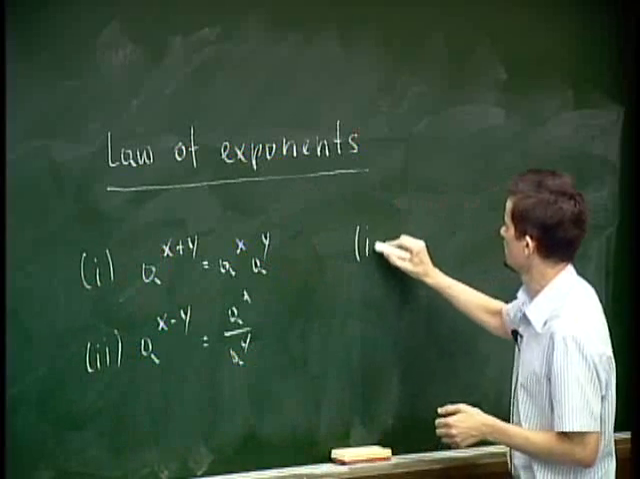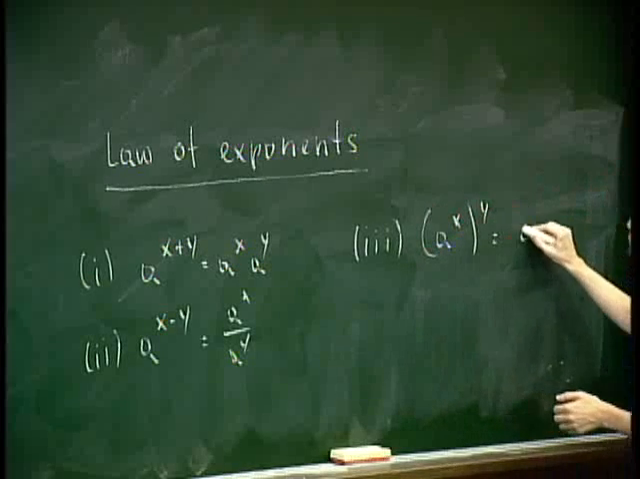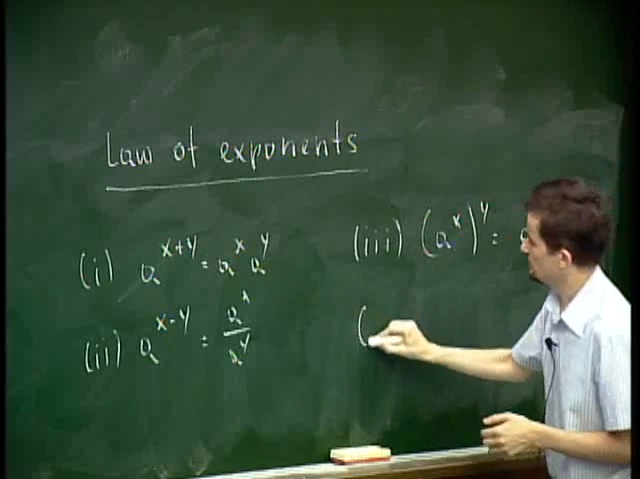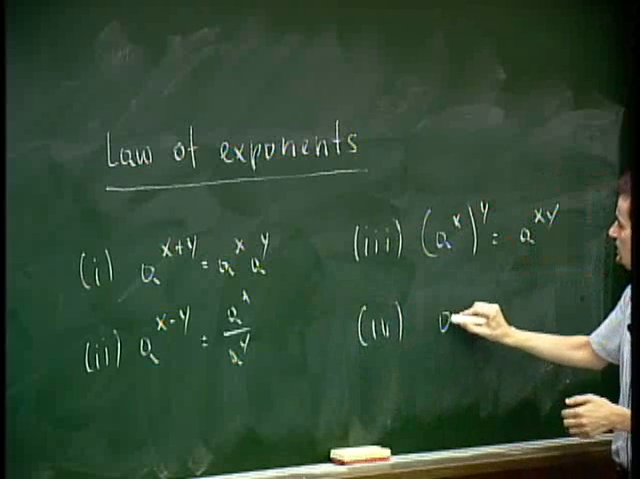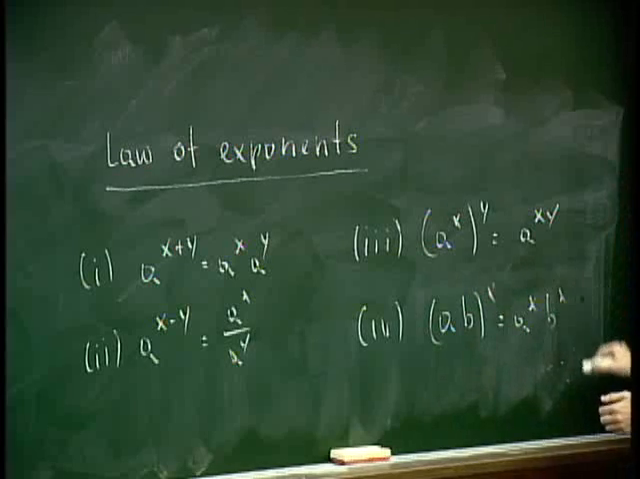This is the second property. You have a to the x to the y is equal to a to the x times y. And you have a b to the x is equal to a to the x, b to the x.